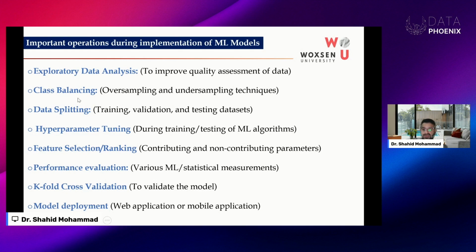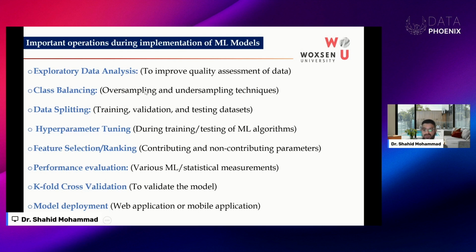Second is class balancing. It's very important. If we have a data set of 100 records and we find 70% of records are only for diabetic patients and 30 are for non-diabetic patients, balancing is a method that we can use, where we can apply oversampling and undersampling techniques.